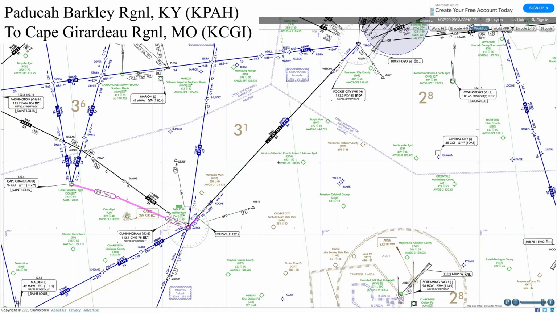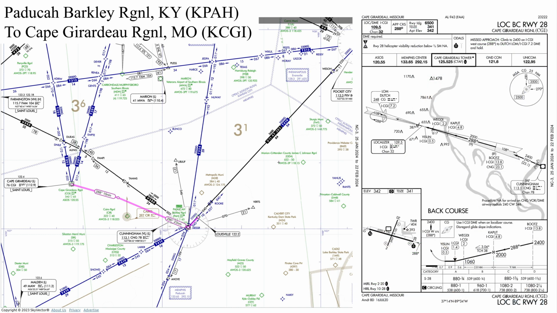So let's conduct a demonstration flight to see how to fly a localizer back course approach. To demonstrate the approach, we'll conduct a short flight between Paducah's Barkley Regional Airport in Paducah, Kentucky. The identifier on that airport is Kilo Papa Alpha Hotel, and Cape Girardeau Regional Airport in Cape Girardeau, Missouri. The identifier for that airport is Kilo Charlie Golf India. We'll plan to fly the localizer back course to runway 28 at Cape Girardeau.